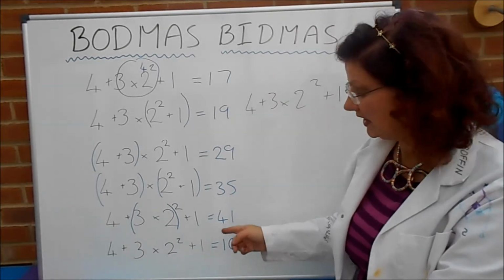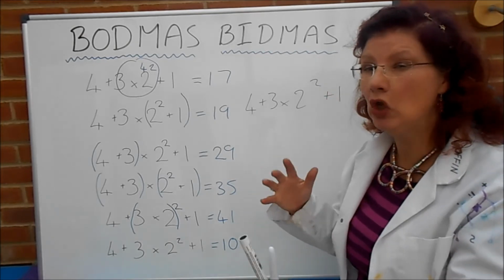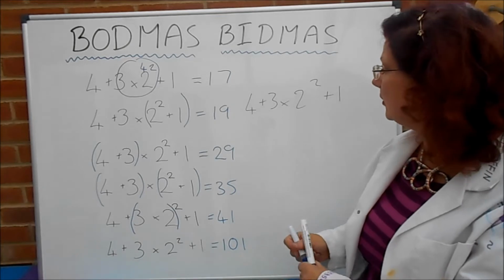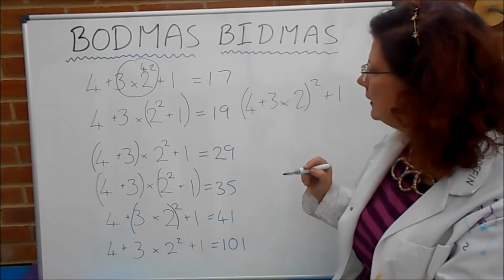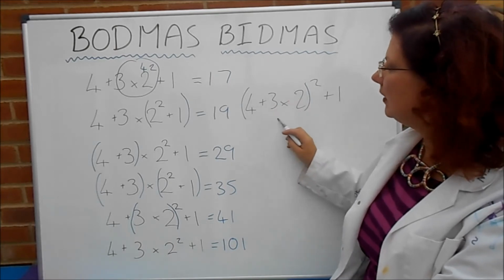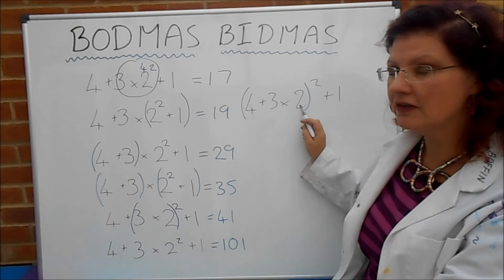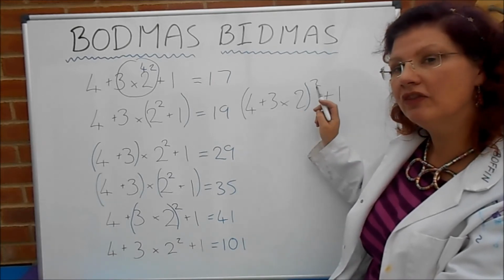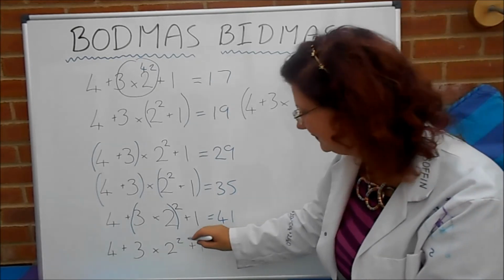Now for this one we're trying to get a really big number, so I suspect we're going to have to square a lot. So let's have a go at the brackets here. I think it's about the only thing we haven't used yet. So doing inside the brackets first, we do the multiply. 3 times 2, that's 6, plus the 4 is 10, square it, 100, add the 1, 101.